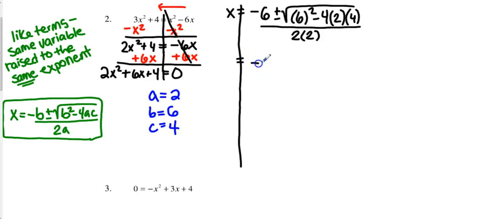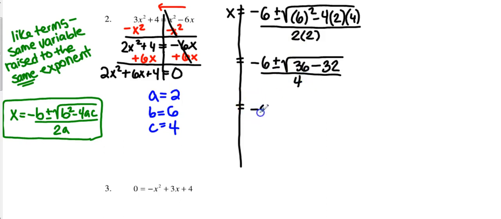We're ready to start simplifying this, so negative 6 will stay, plus or minus the square root. 6 squared. What is 6 squared? 6 squared is 36. This is a negative times all these positives, means that I have a minus sign here. Remember to decide your sign first. 4 times 2 is 8. What's 8 times 4? 32. All divided by 2 times 2 is 4.